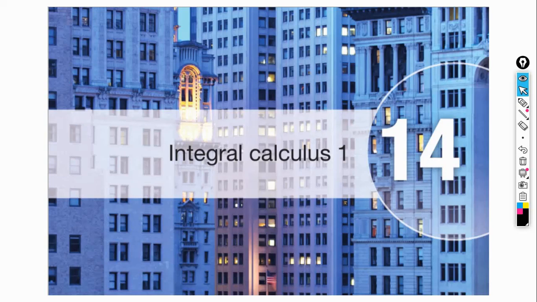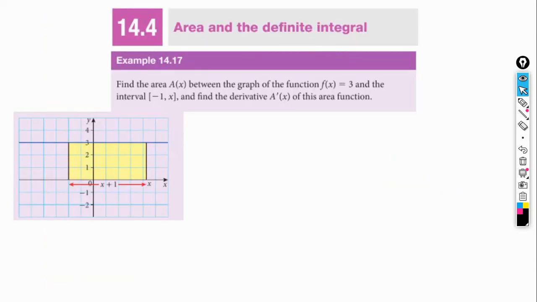Hello everybody. In this video we're going to continue with chapter 14, Integral Calculus 1, specifically section 14.4, area and the definite integral. We're going to start by talking about example 14.17. It says, find the area A(x), so that means it's a function, between the graph of the function f(x) equals 3 and the interval -1 to x. Then find the derivative of this area function.